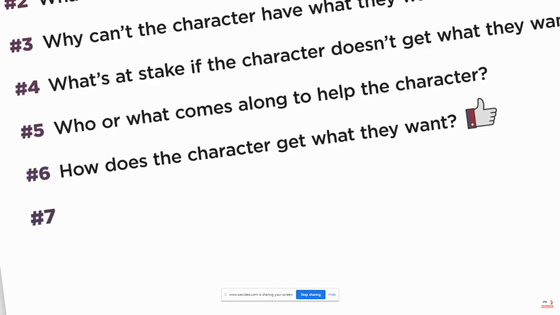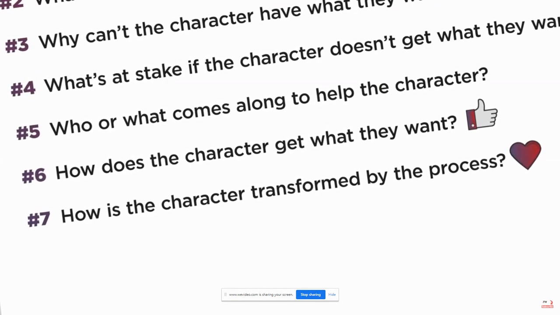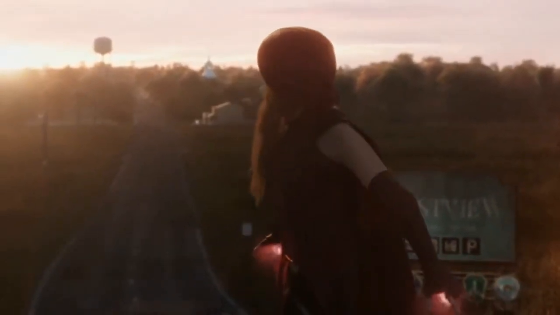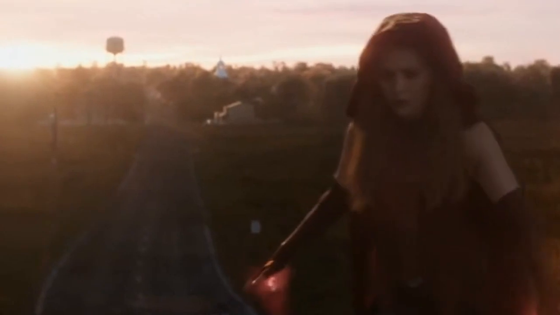How is your character transformed? By actually meeting the goal that they set out to achieve. Hopefully, it brings them a better life in some way. This transformation could be anything. It just needs to lead to a better life for the protagonist. Peace to Wakanda, saving the world, coming to terms with the loss of the love of her life, and being able to move on with her life.